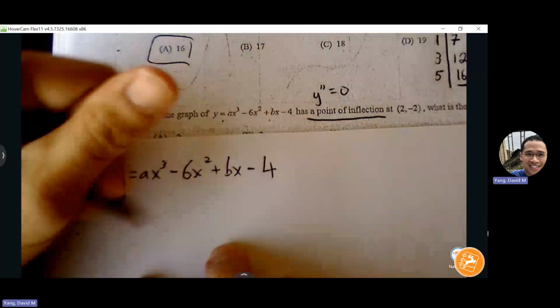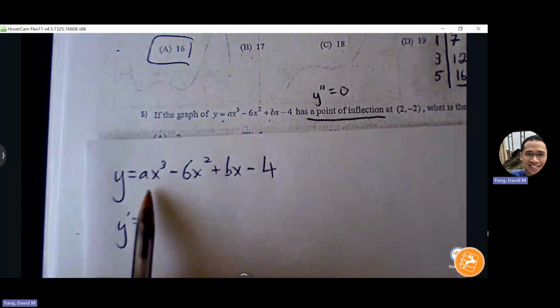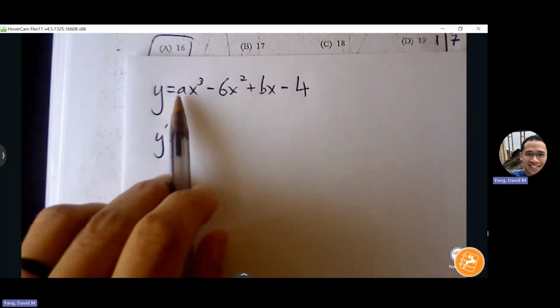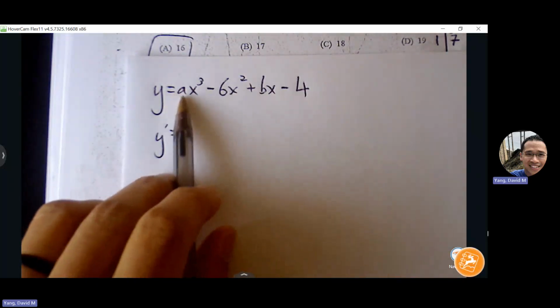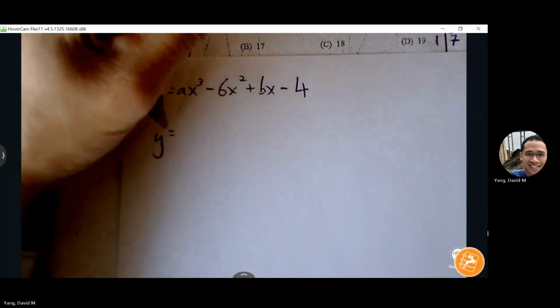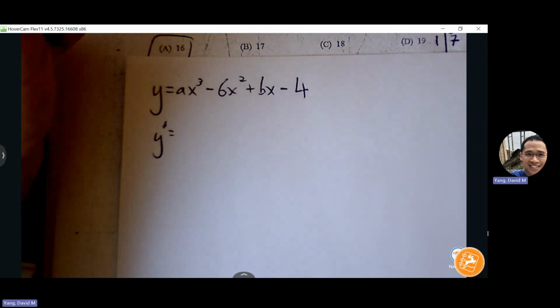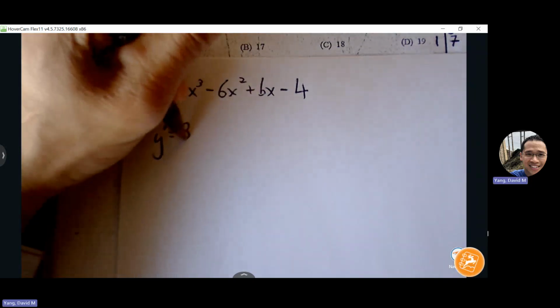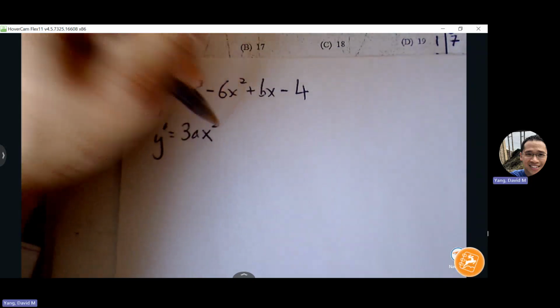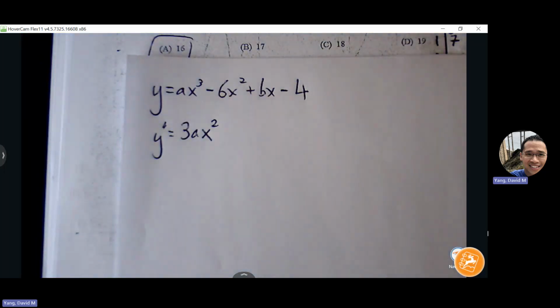Let's find y prime first. Okay, so again, pretend a is like a 2 or 3 or 5. Okay, what's the derivative of ax cubed? Yep, good. 3ax squared, right? That coefficient is just going to hang out in front along with the 3. Okay, next up, 6x squared.